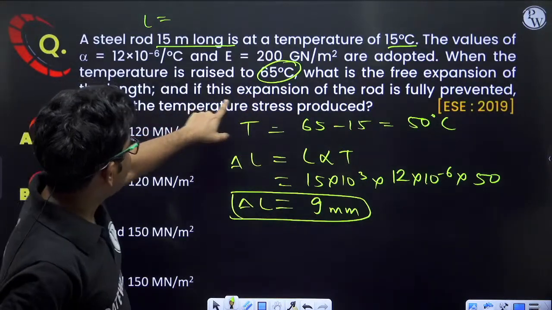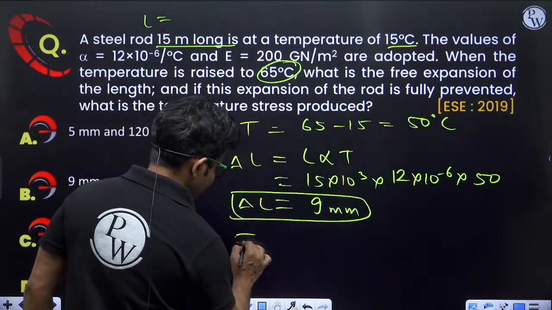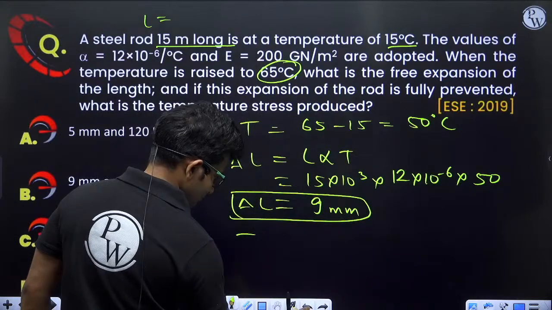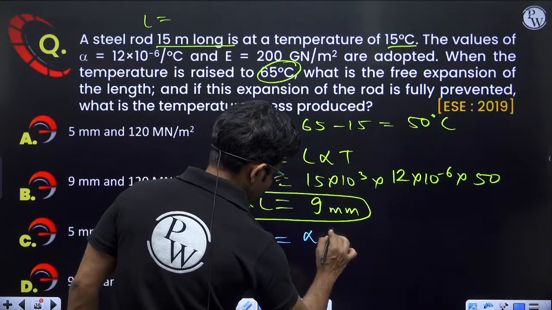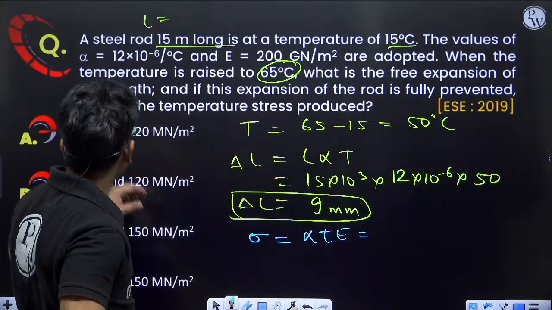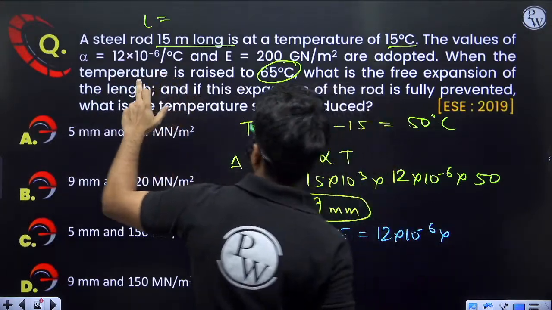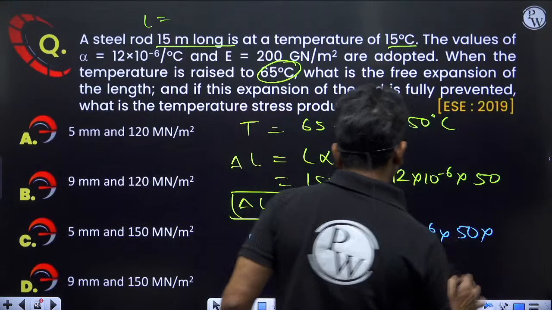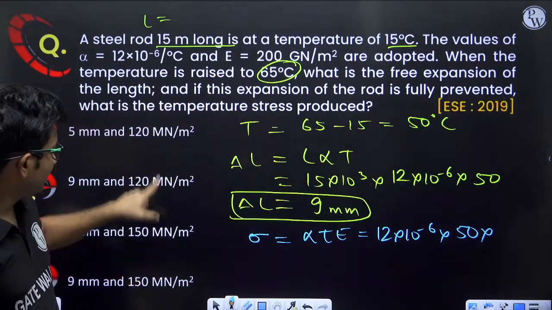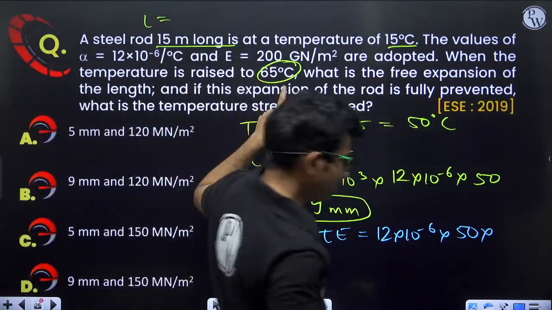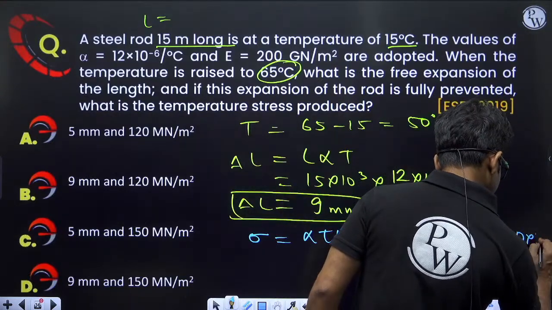If this expansion of the rod is fully prevented, what is the temperature stress produced? Stress will be equal to alpha T E. What is the value of alpha? Alpha is given as 12 into 10 to the power minus 6. Temperature change is 50 degrees Celsius and Young's modulus is given as 200 giganewton per meter square, but here we need mega newton per meter square. So 200 into 10 to the power 3 we will adopt.